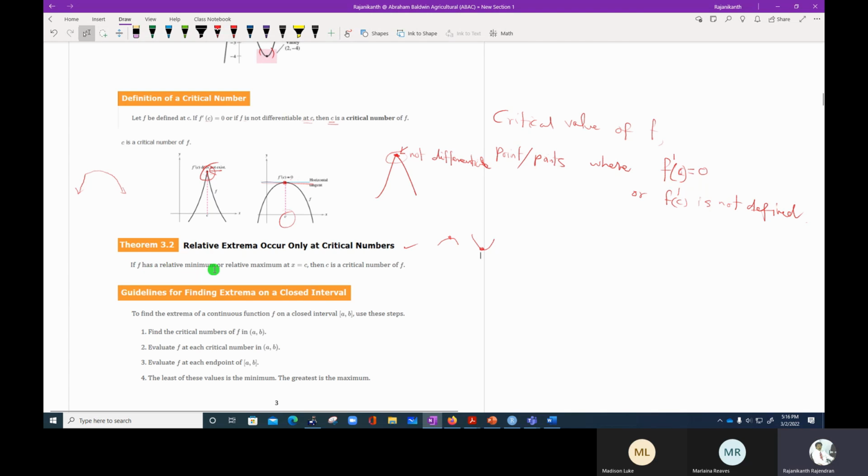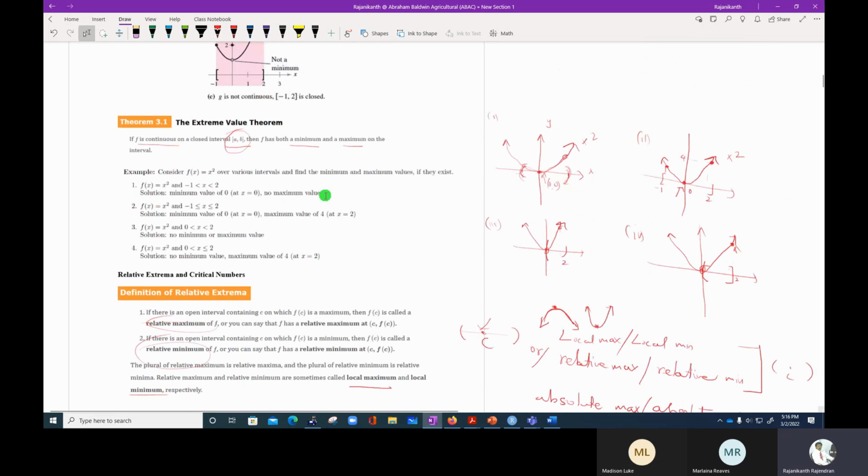If f has a relative minimum or relative maximum at the point, then C is a critical number. That is true. If you find any relative max or relative min, that means that point is nothing but the critical point or critical value.